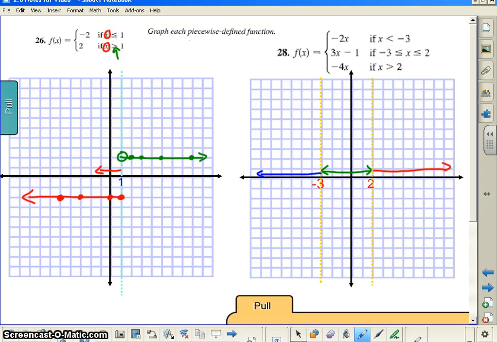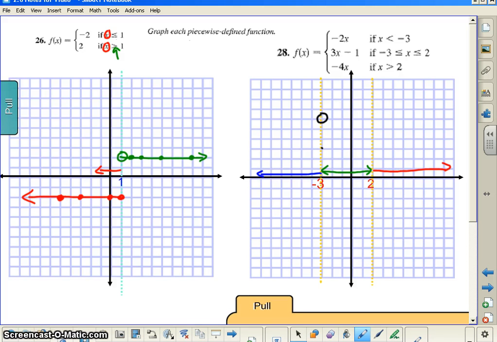When x is less than negative 3, we could take a number, let's take negative 3 for example. Negative 2 times negative 3 is positive 6. So 1, 2, 3, 4, 5, 6, and that is going to be an open circle because x cannot be equal to negative 3. Okay, I'm going to choose another number less than negative 3.